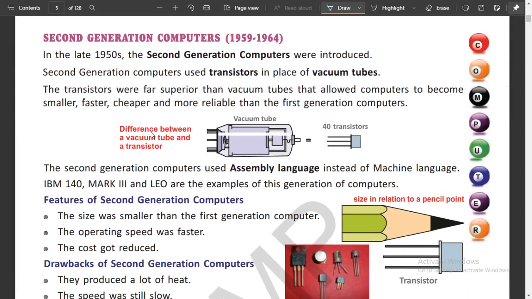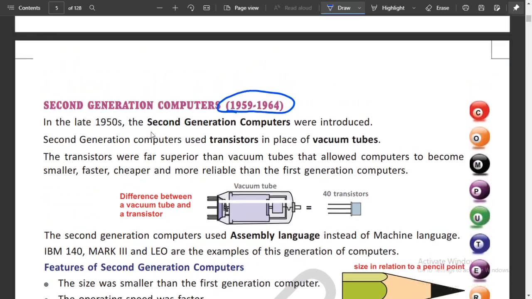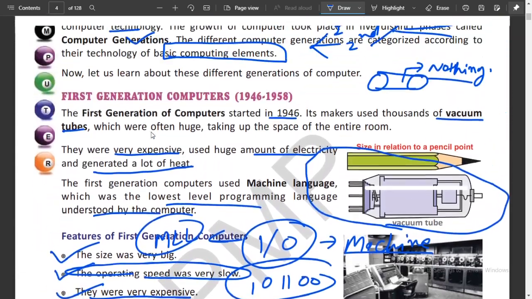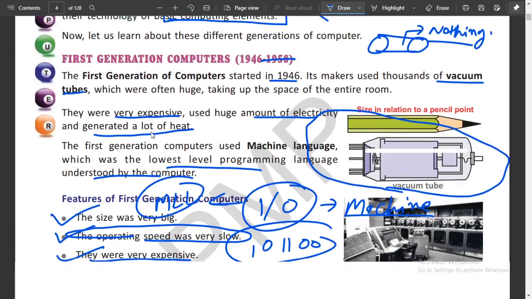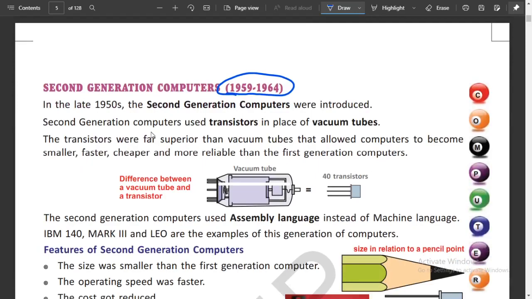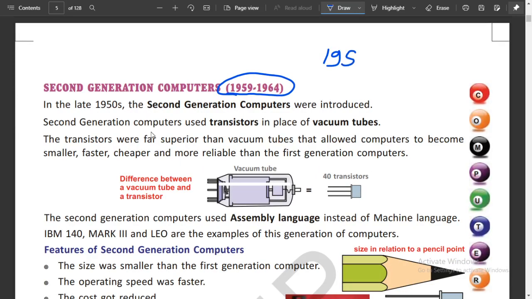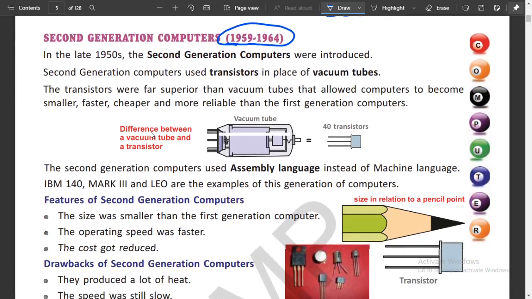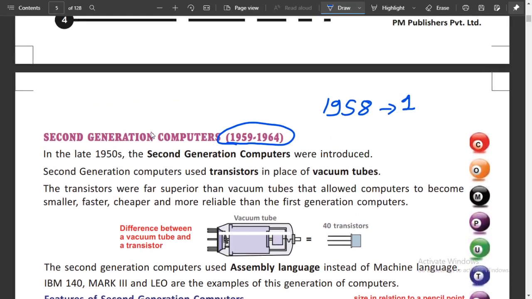Now, after that, second generation computer was launched in 1959 to 1964. Now you can ask me a doubt, which is that it was 1958, and here you can see after 1958 we have 1959. So it means that in 1958 the creation of first generation computers was completely stopped. No company was making first generation computers. From 1959, second generation computer was on the ground.